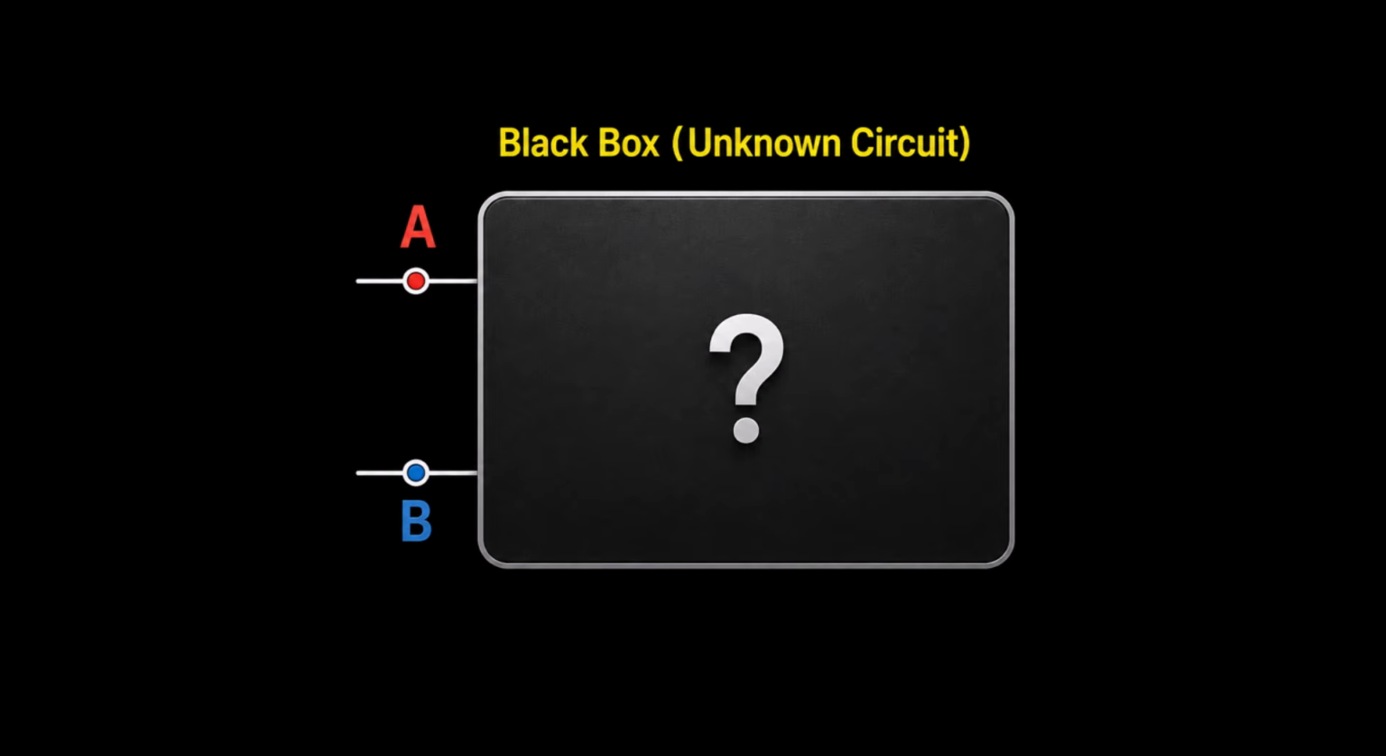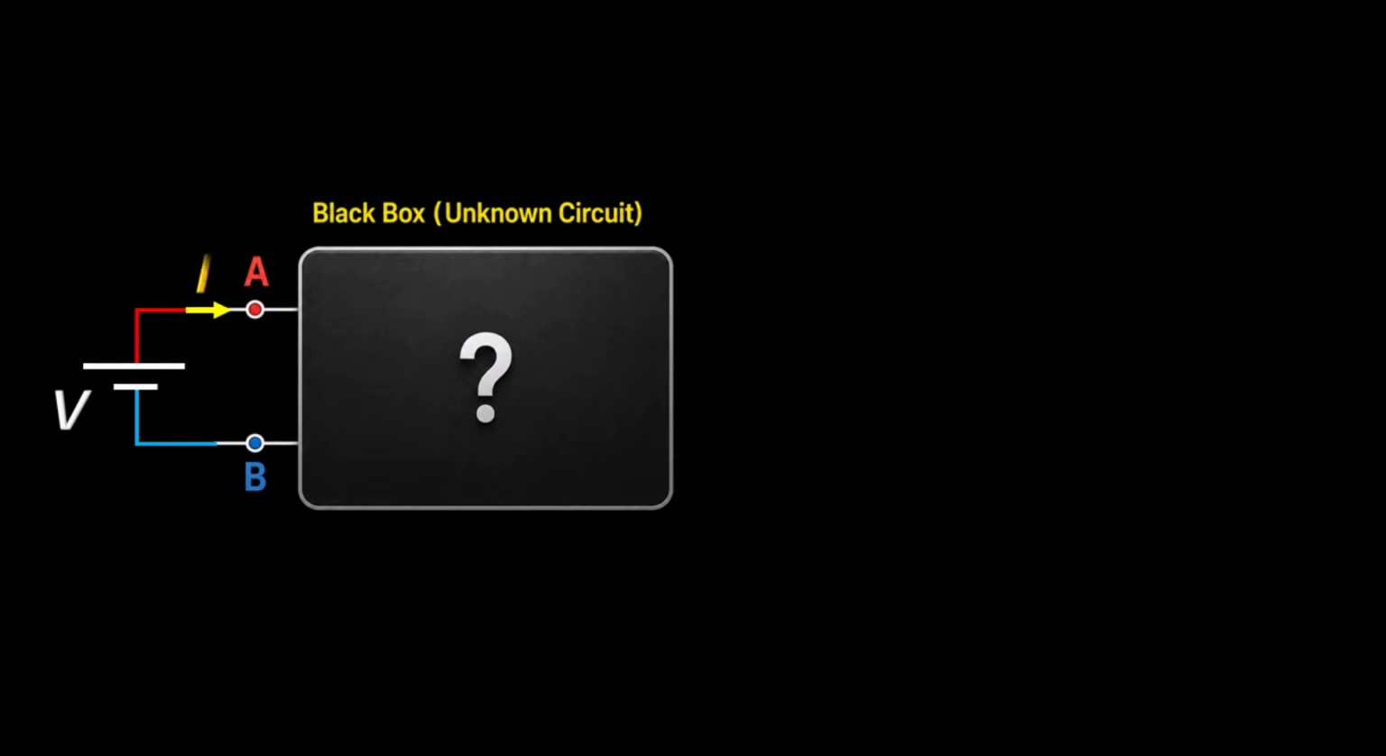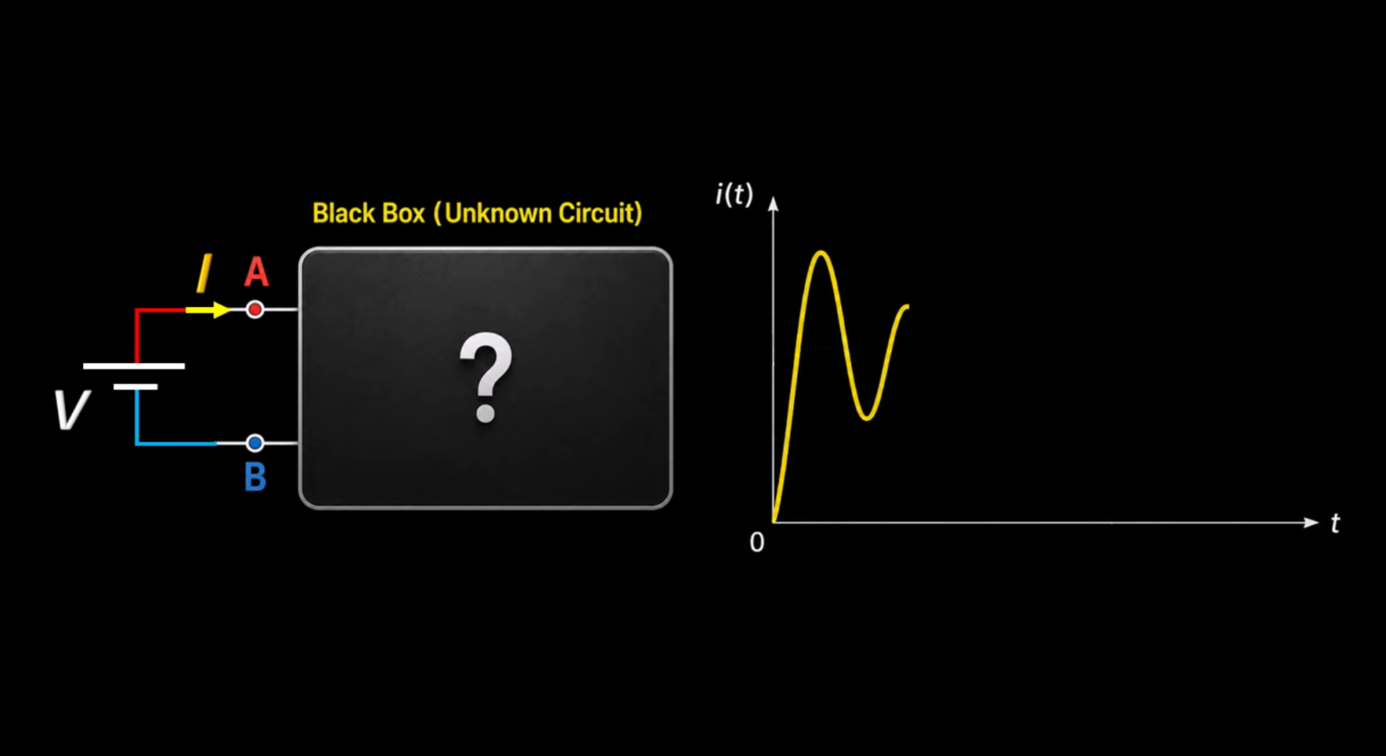Suppose I have a black box with two terminals A and B that only contains passive elements. I don't know what is inside this box, and actually I don't need to know. Now I connect a DC voltage source across these two terminals and wait long enough until all transient effects disappear and the circuit reaches steady state. At that moment, a DC current is drawn from the source.